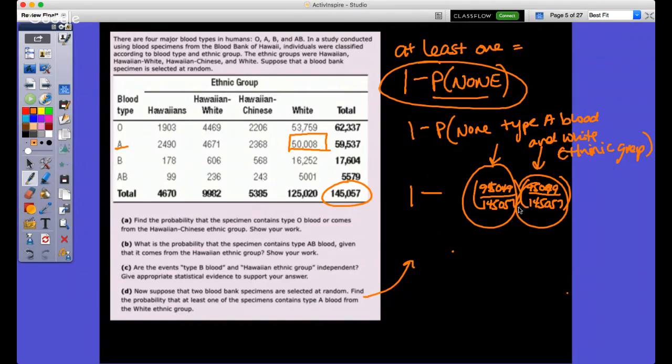And the same thing here. Remember, they're 2 at random, so it's this and this, right? Where they're independent. So once we multiply these 2 and then subtract from 1, we'll get the probability that at least one of them would be type A blood and white ethnic group. So we're going to look at this here, and I'm just plugging this in.